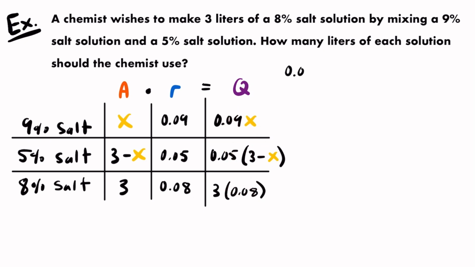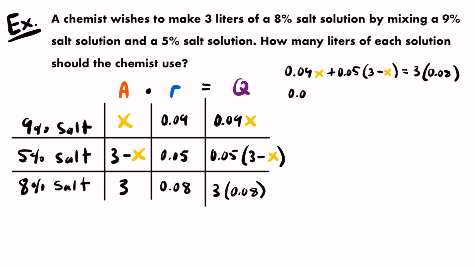So we have 0.09x plus 0.05 times (3 minus x), and that will be equal to 3 times 0.08. Okay, we have this quantity plus this quantity is equal to this quantity. And so now let's simplify and solve for x.